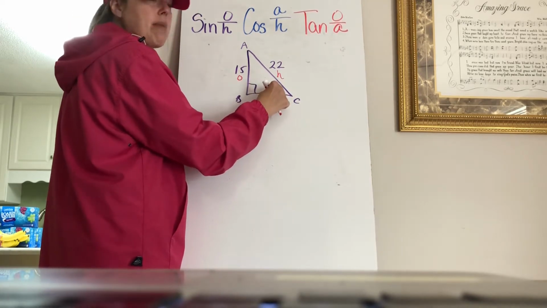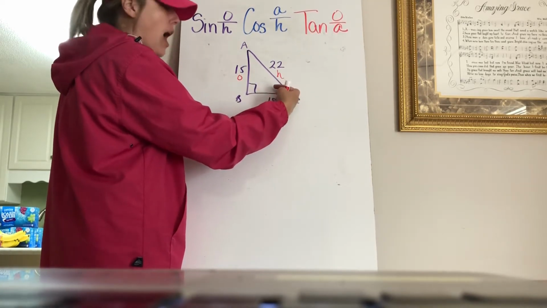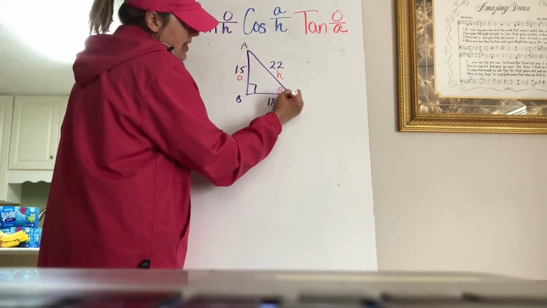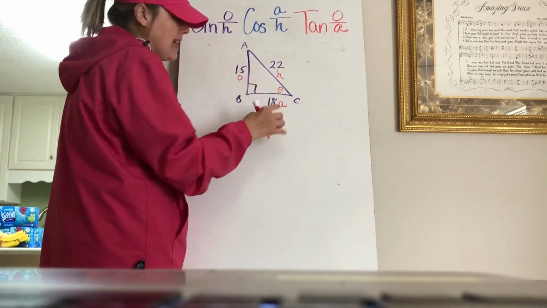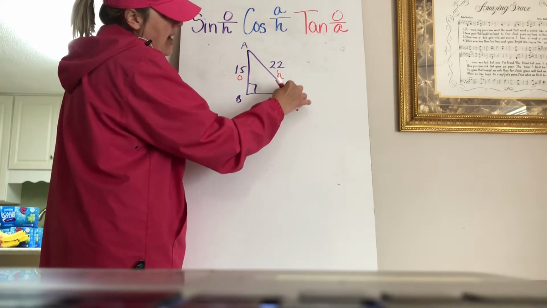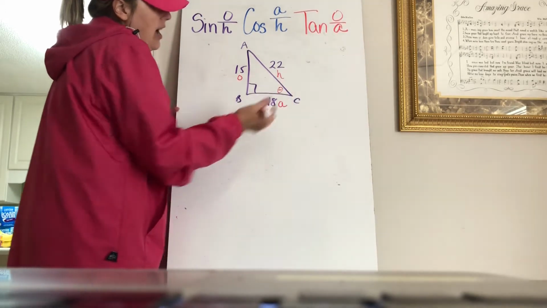If that's a basketball and you're standing there, if you're throwing it to opposite, you're throwing it there. This is your adjacent. Adjacent means connected. You remember it touches. So adjacent and hypotenuse touch your theta.